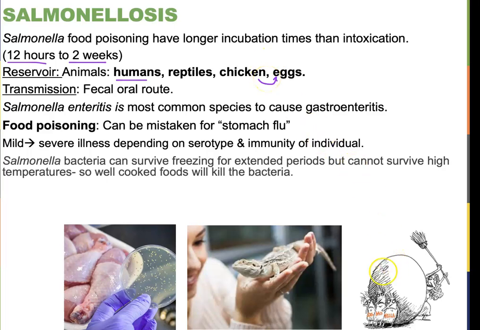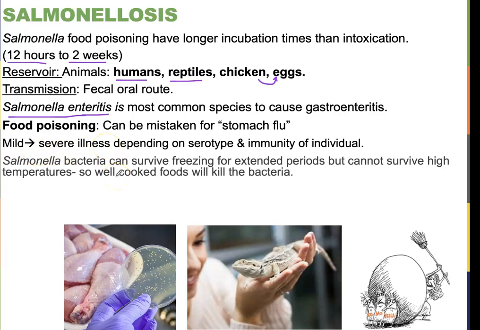And that's why eating undercooked eggs is somewhat dangerous because of that Salmonella. It's a fecal-oral route of transmission because it's in the intestines of these animals. And by the way, if you have a reptile pet, if you have snakes, lizards, iguanas, those animals have Salmonella in their intestines, so make sure you wash your hands after you handle them. The most severe form of salmonellosis is Salmonella enteritis, very common. The food poisoning, again, from mild to severe.